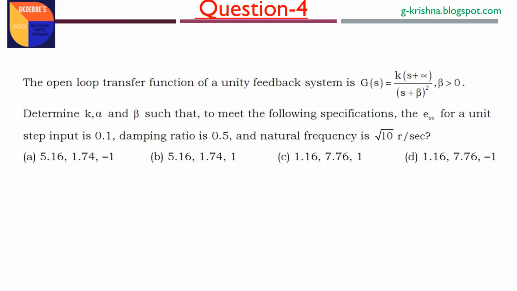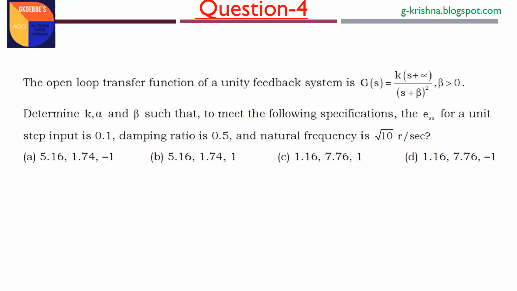So they are given the open loop transfer function of a unity feedback system, G(s) = K(s + alpha)/(s + beta)², where beta is greater than 0. We have to find the values of K, alpha and beta to meet the following specifications: steady state error for unit step input to be 0.1, damping ratio to be 0.5, and natural frequency to be √10 radians per second. These are the options given.